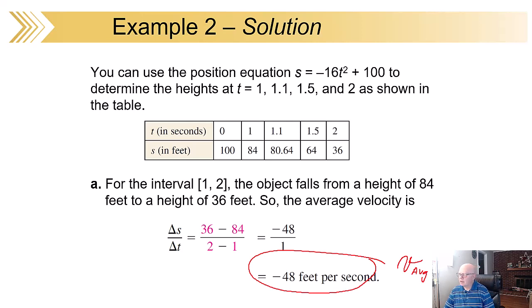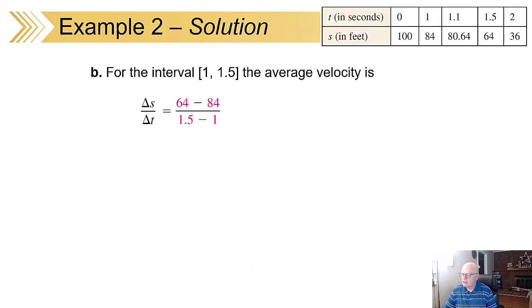Average velocity. Now let's try this again for a different interval, from 1 to 1.5 instead of 1 to 2. So here's the 1 second mark and the 1.5 second mark. Just put those numbers in.